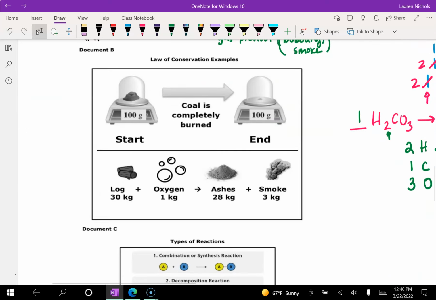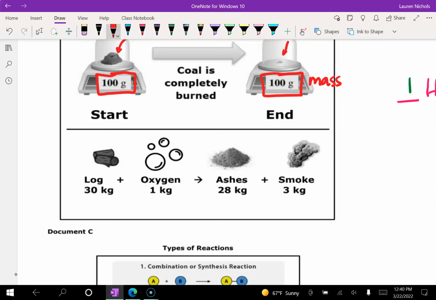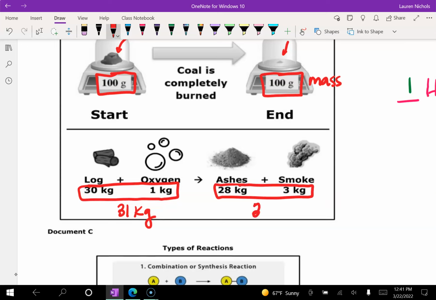Now, if we look at the law of conservation examples, we notice that the mass that they started with and the mass that they ended with is the same, even though there was a clear change in what happened. The coal was completely burned. We can also see that here, if I start with 30 kilograms of the log and 1 kilogram of oxygen, that's 31 kilograms total. Then afterwards, I end up with 28 kilograms of ashes and 3 kilograms of smoke. That's still 31 kilograms total. So the mass remains the same.